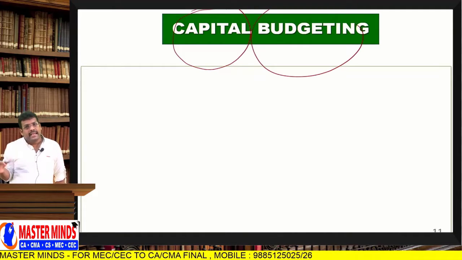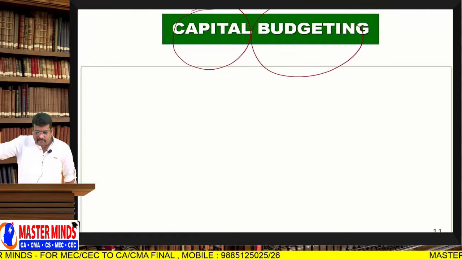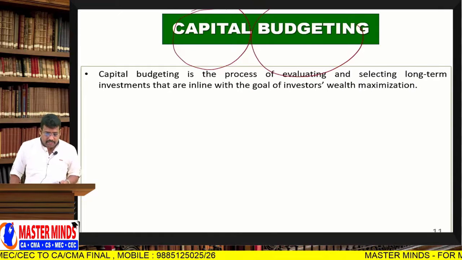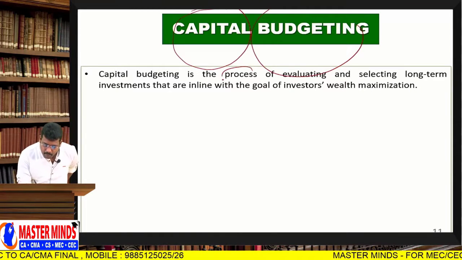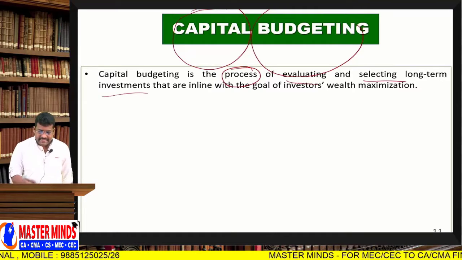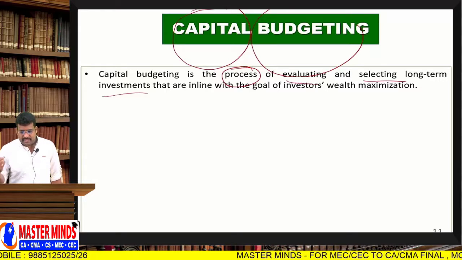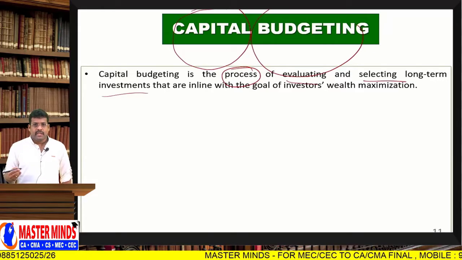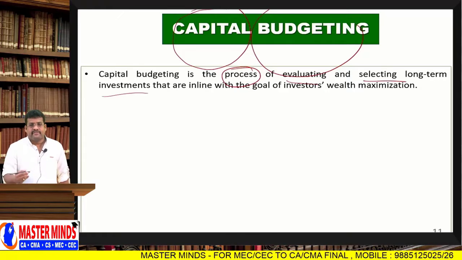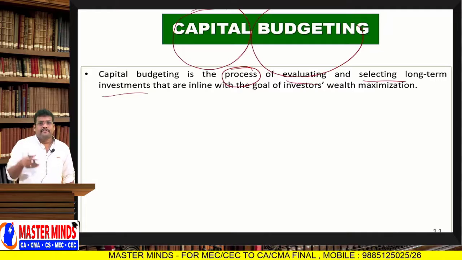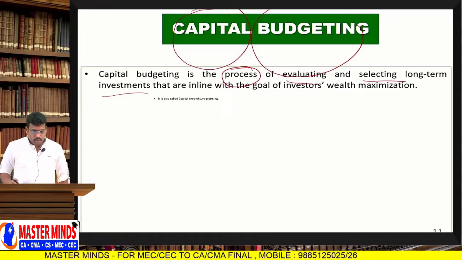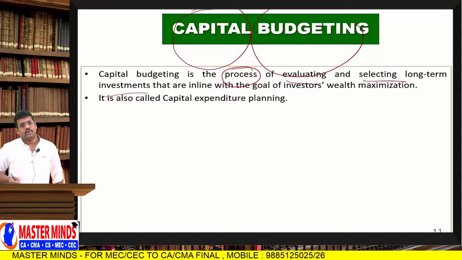So when you are allocating huge funds on fixed assets, you have to know whether it is worthwhile or not. So capital budgeting is the process of evaluating and selecting long-term investments in line with the goal of investors' wealth maximization. Any company will take up capital budgeting in order to judge whether it is worthwhile to make an investment in fixed assets, so that the value or wealth must be increased. Whose wealth? Nothing but equity shareholders.